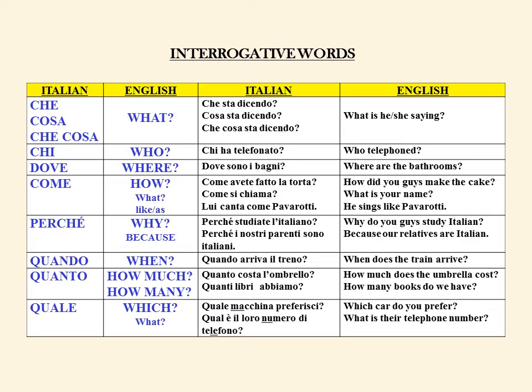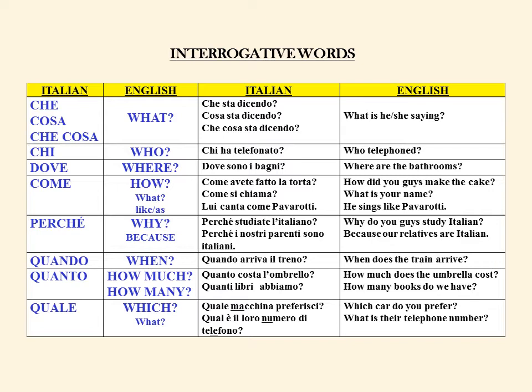Che, cosa, che cosa. All of these words translate into what and are usually used without preceding a noun. For example, che sta dicendo, cosa sta dicendo, che cosa sta dicendo. All of these sentences mean what is he or she saying.